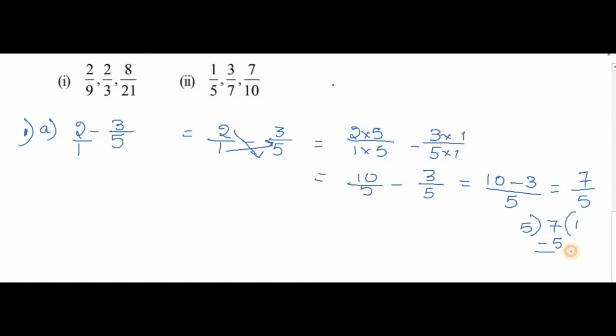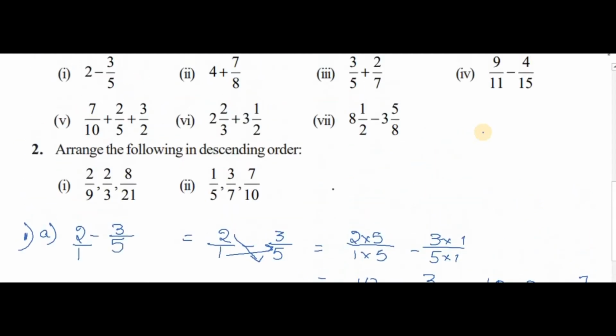5 ones are 5 and 7 minus 5 is 2. So how do we write this as a mixed fraction? Quotient, remainder by divisor. What is my quotient here? 1. And what is my remainder here? 2, and the divisor is 5. You can consider not only the divisor, you can consider the denominator also, only in this case, not in all the cases. Okay, now we'll move on to the second question.